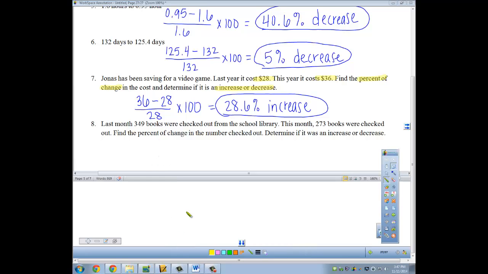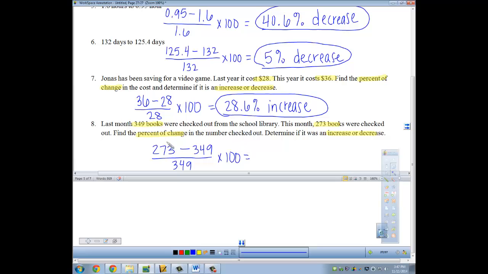Number 8 is very similar. Last month, 349 books were checked out from the library, but this month, 273 were checked out. Find the percent of change in the number checked out. Determine if it was an increase or decrease. Okay, so we can still do your second minus first, divide by first, times 100, but it's important to know the reason we're doing that is because this month is more recent than last month. So this month is the final count of the books, 273, minus the original, 349, divided by 349, because these numbers are always the same, then times 100.